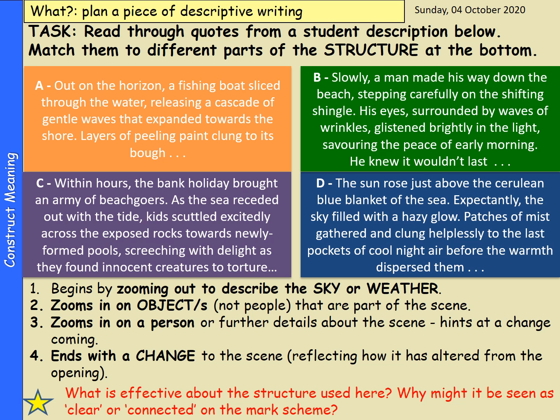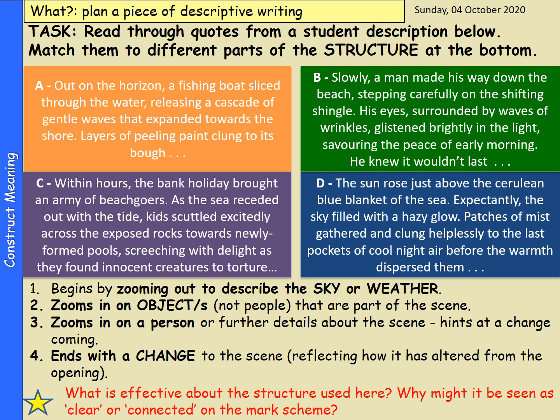Okay. And then number 3, zooms in on a person or further details about the scene, and they give a hint at change coming. So they have described a person here in the green box in B. So it's just describing this man, and it doesn't tell us he's an elderly man. It kind of describes it and shows us that. So saying that his eyes are surrounded by waves of wrinkles. And they link him into the setting. You know, he's looking at the light, looking at the sunrise, and enjoying the peace of the early morning. So you can see how these paragraphs are starting to link in ever so slowly.